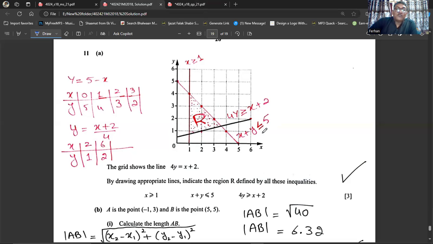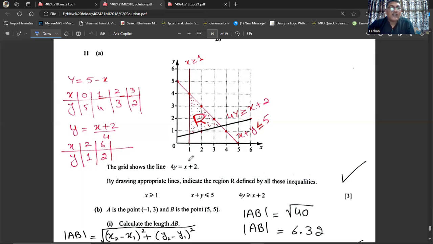My inequality is x plus y is less than or equal to 5 because the crocodile's back is towards y, so I have to remain below this line. Because the crocodile's mouth is towards x, I have to remain to the right of this vertical line. In this inclined line, the back of the crocodile is towards the positive y, so I have to remain below this line. In this line, which was already given there, its inequality is also given: 4y is greater than x plus 2. Because the crocodile's mouth is towards the positive y, we have to remain above this line. So the area defined by these three inequalities is this one. I will shade it and write R here. We have to label this area.